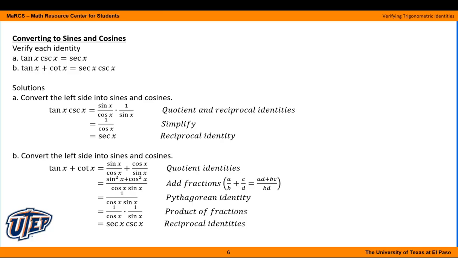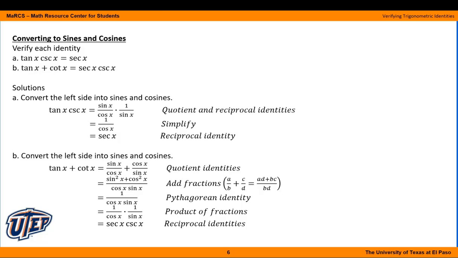When other approaches fail, converting everything to sine and cosine is often a powerful strategy. In part A, we rewrite tangent as sine divided by cosine and cosecant as 1 over sine. The sine factors cancel, leaving 1 over cosine, which is secant. Thus, the identity is verified.